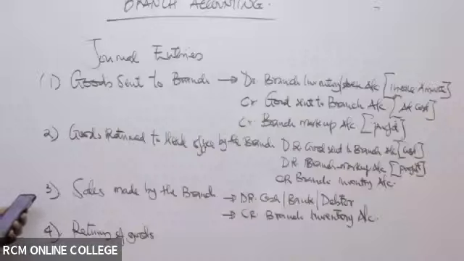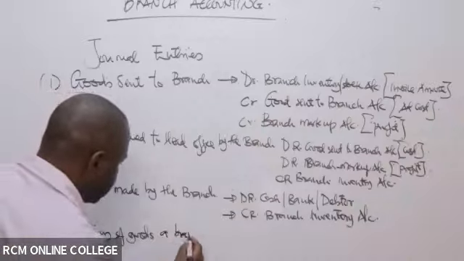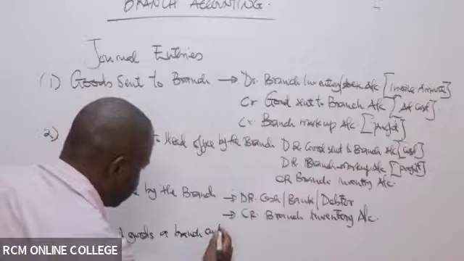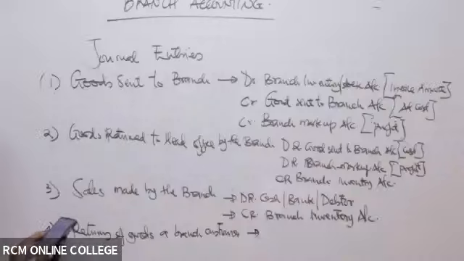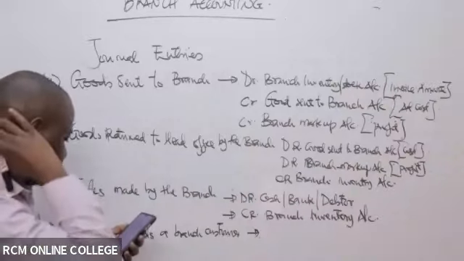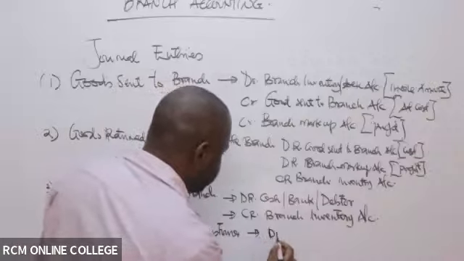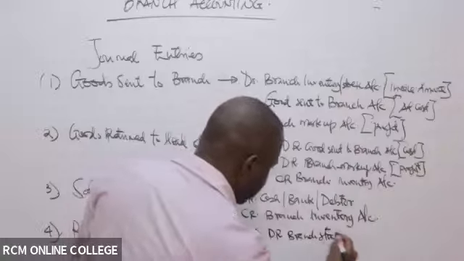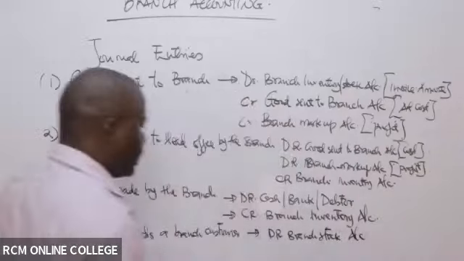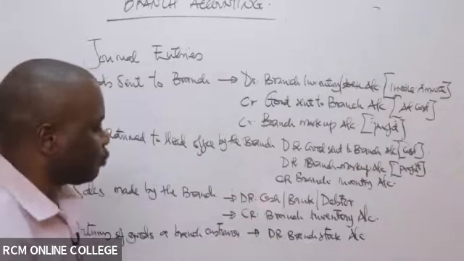Return of goods by a branch customer. In this case, you'll debit the branch stock account. So the inventory, which they had sold, will increase. Remember, they had made a sale, but now the goods have been returned. So the inventory is increasing, which is an asset.